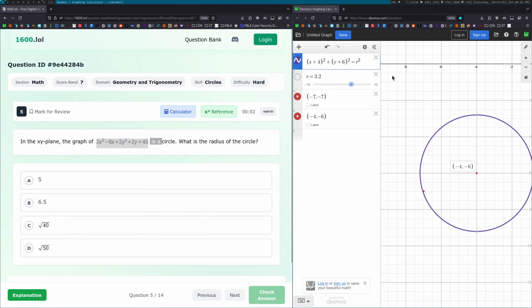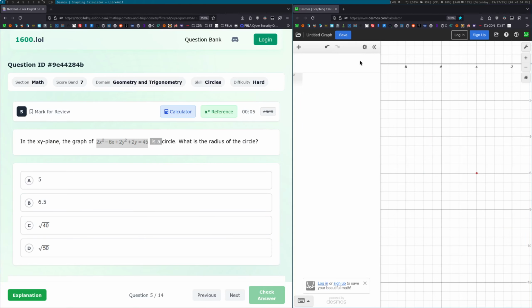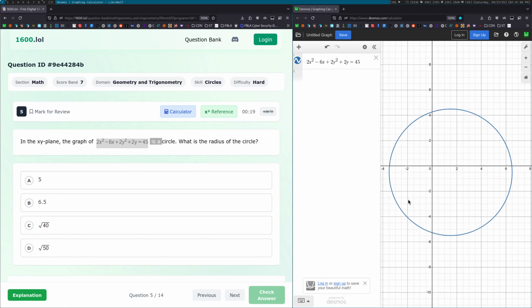Oh my, another one of these. Let's do the same exact thing. These kind of questions are your best friend, since you can always just graph them and get 3 points. So 2x squared minus 6x plus 2y squared plus 2y is equal to 45. What's the radius? And again, don't be fooled by these little points, because this is just the x-intercepts. That's not necessarily the rightmost point.